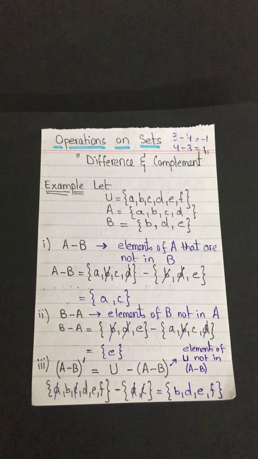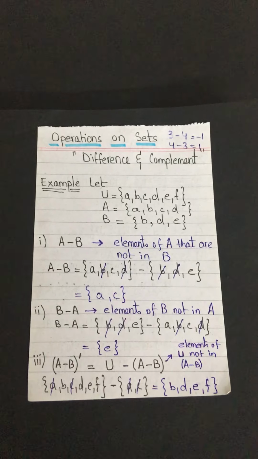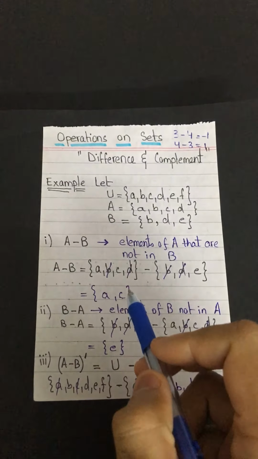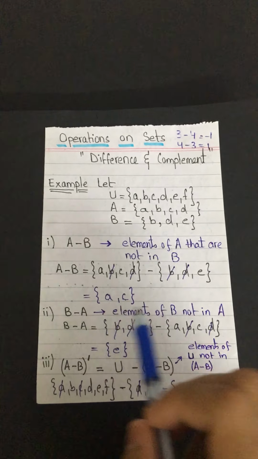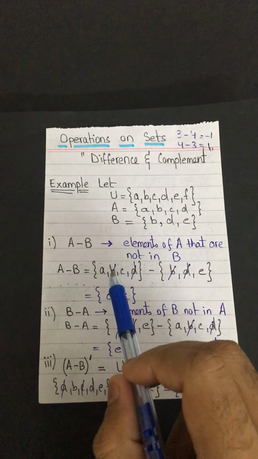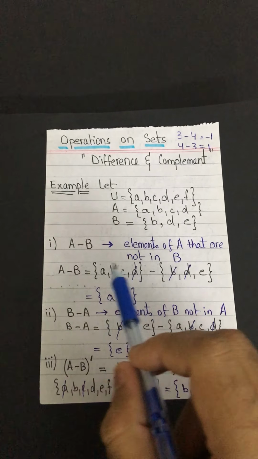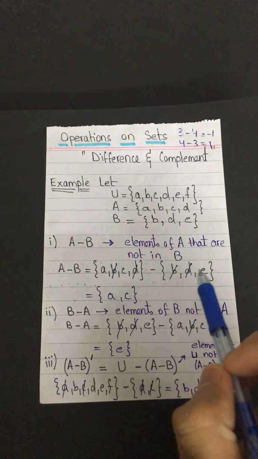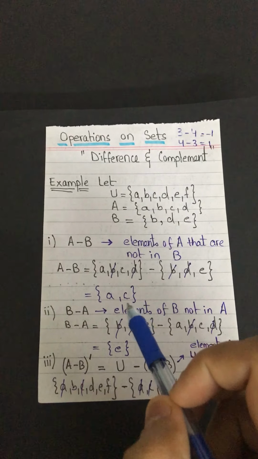So the gist of this video, or the gist of this concept of difference, is that you just have to cancel out the common elements first and then only focus on the first bracket. You have to write the remaining members of the first bracket only. Don't include the members of the second bracket in your answer, it will be wrong.